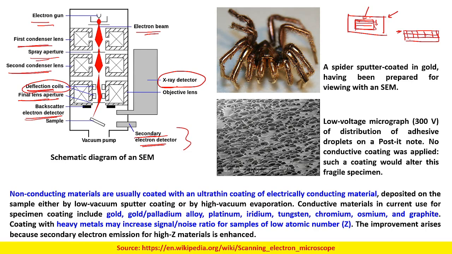Another important thing is that for the same analysis we need to coat the sample with a conducting material. Usually gold or platinum is used. Even among these, gold or gold palladium alloy, as written over here, are commonly used. However, if you want to get a very good quality picture, you can also use platinum. However, the cost of platinum is very high.